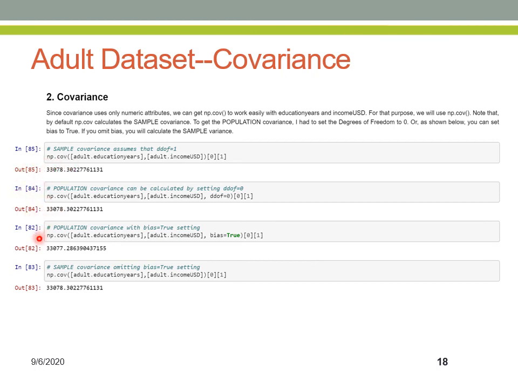If we want to account for some of our values being very high or very low, and we want to correct for this bias, we can here use the bias equals true setting. That will give us a slightly different output here. If we omit the bias equals true setting, we get back to our initial calculation here.